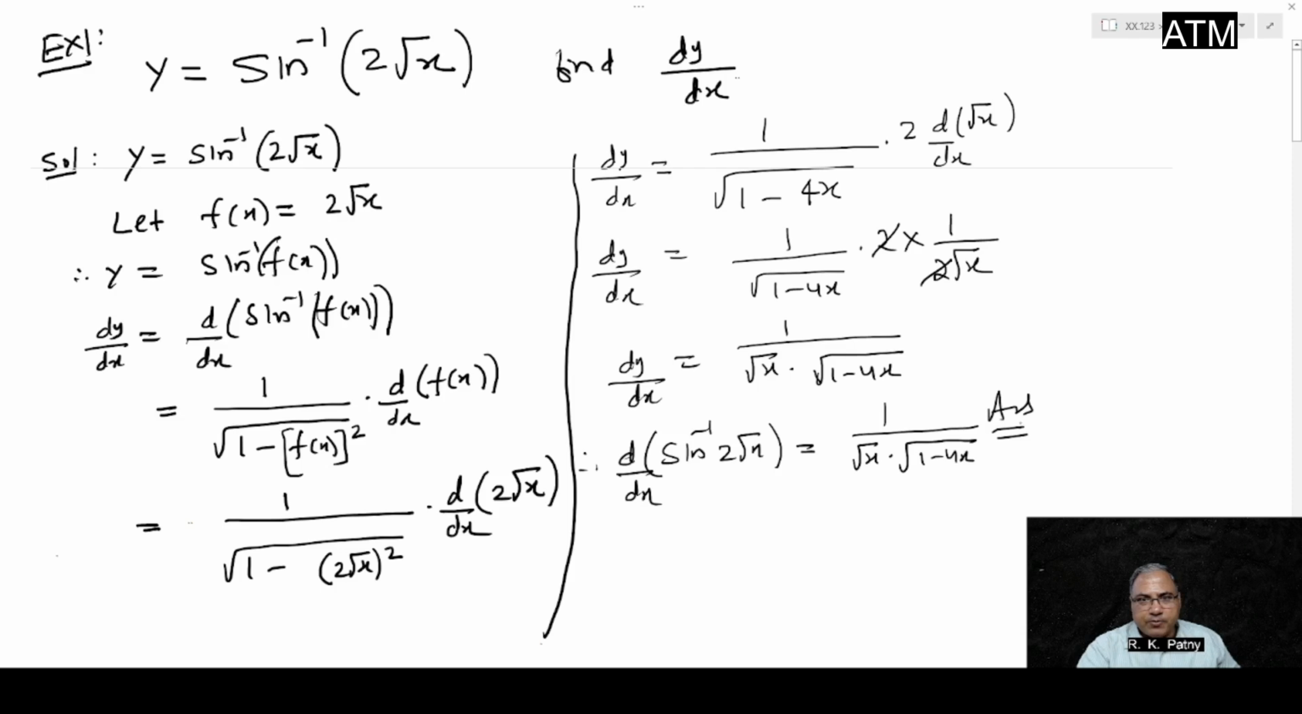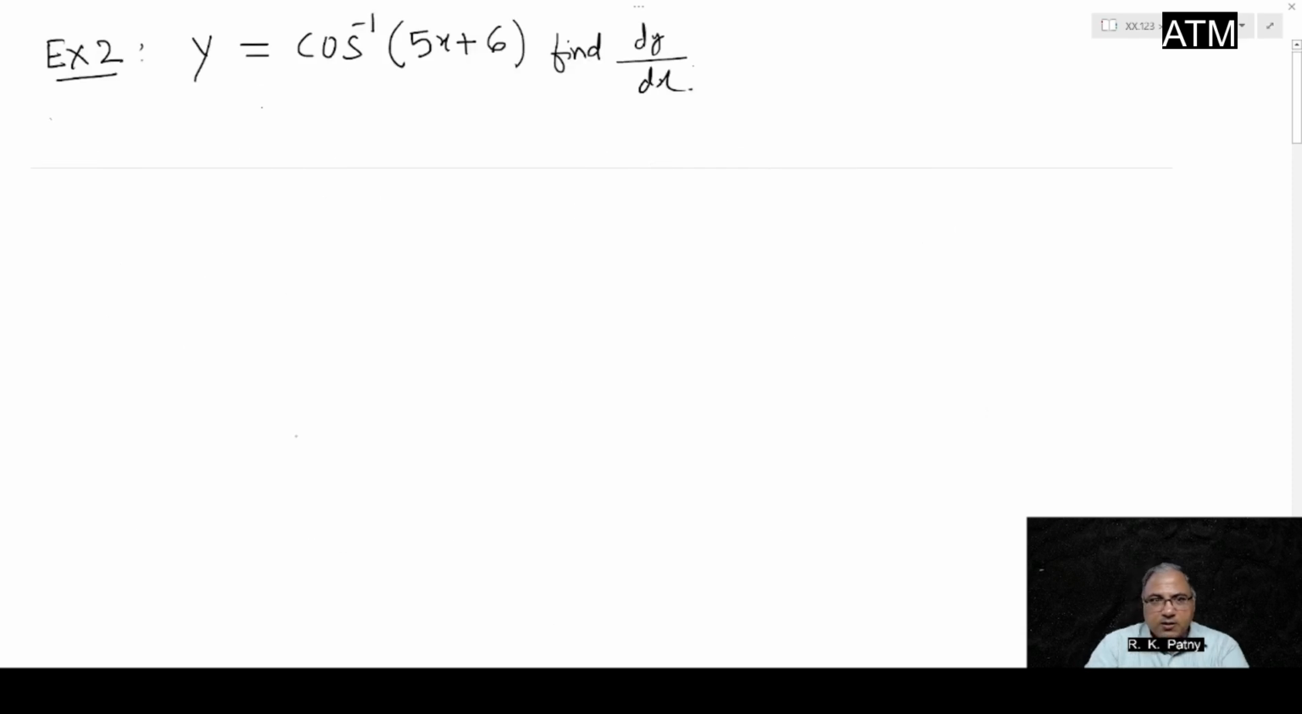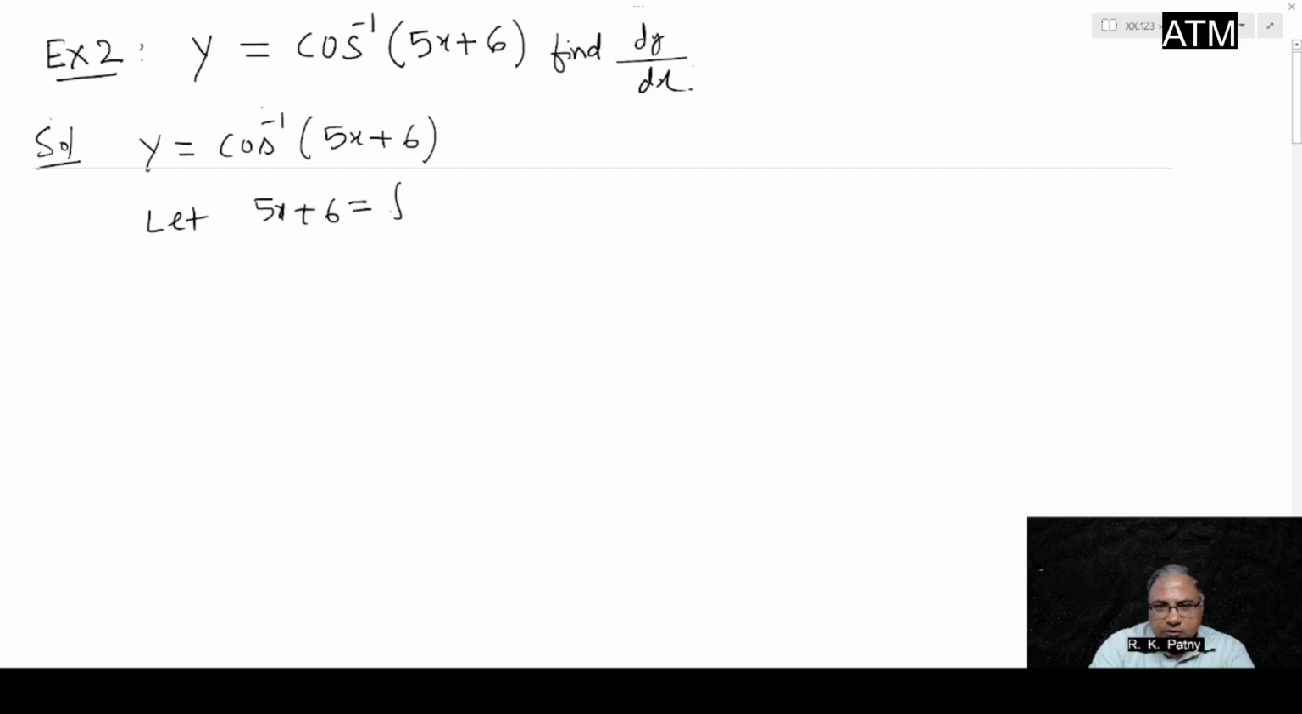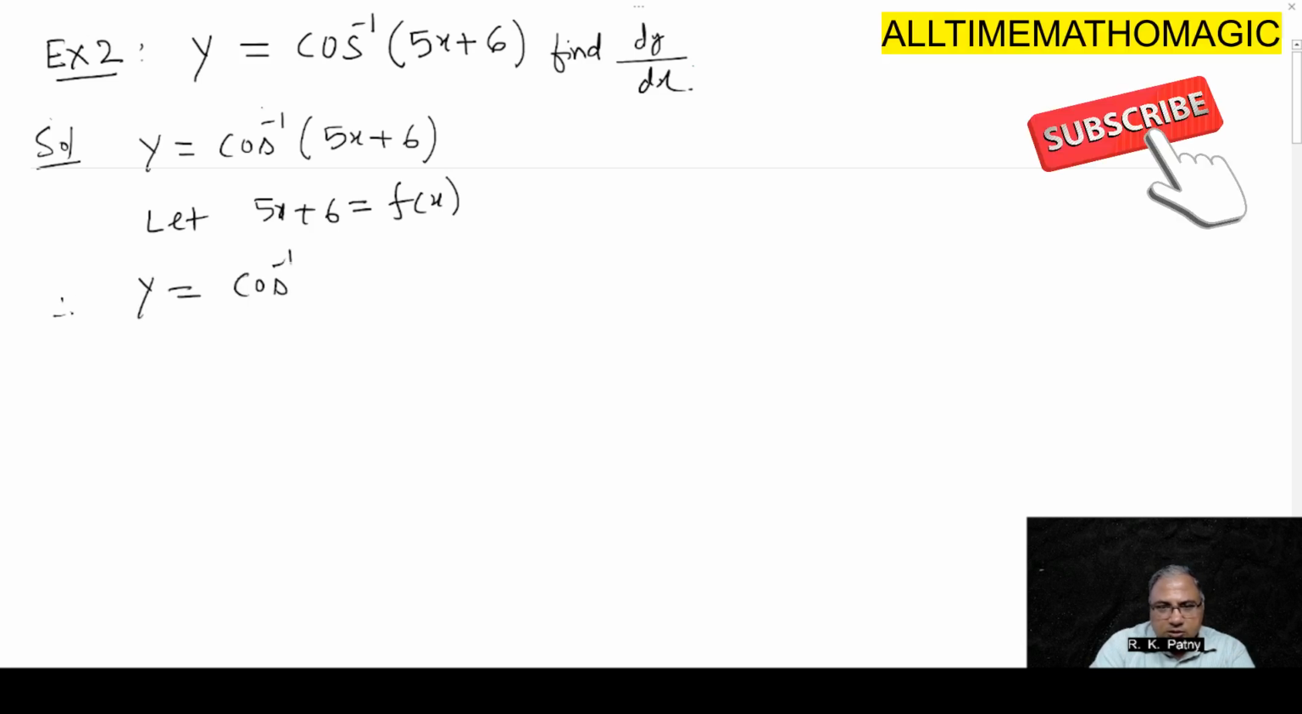Now, example number 2. Example 2, y equals cos inverse of 5x plus 6. Find dy by dx. Solution. First of all, we write as it is, cos inverse of 5x plus 6. Now let 5x plus 6 equals f of x. Therefore, y equals cos inverse of f of x.